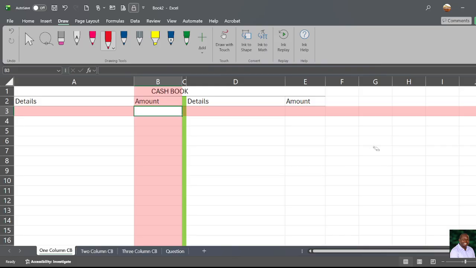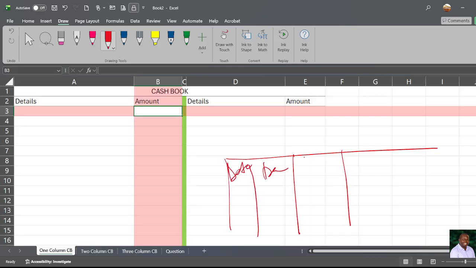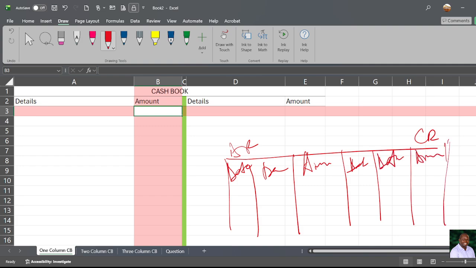So our ledgers normally, tulisema inakuanga na date, inakuanga na details, then of course amount. This is on the debit side. Then on the credit side again we have the date, the details, then the amount. So that is how we work on our ledger.